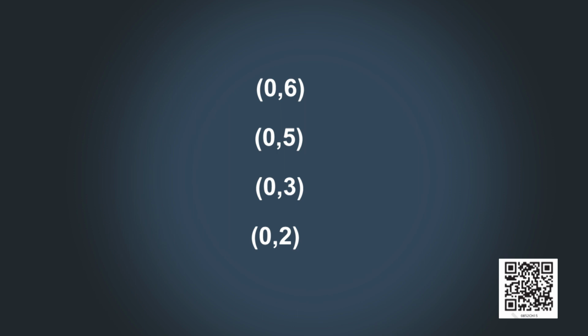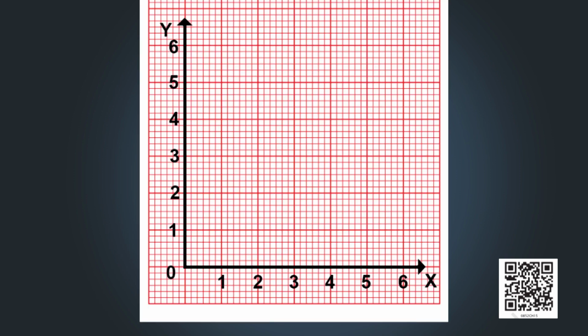We will look into one more example. Let's plot (0, 2), (0, 3), (0, 5), (0, 6). All these points lie on a straight line. You can observe that they lie on the y-axis. Linear means straight, and a graph is a pictorial representation of the data in an organized manner.